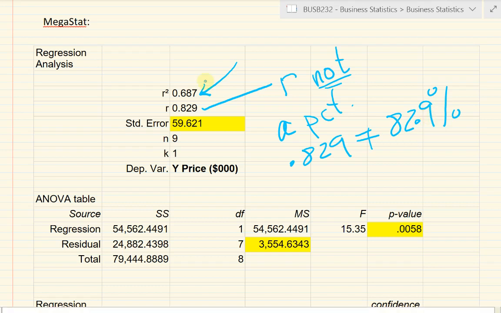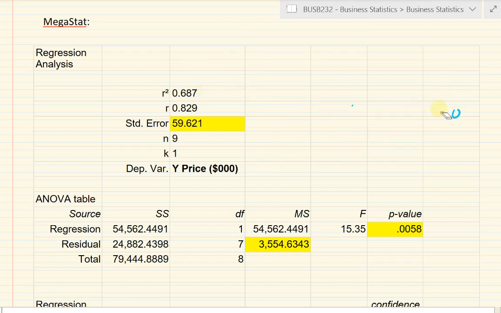But the number above R squared is a percentage, so that's 68.7%. That one is okay, but not R. Okay, so please note that also, that R is not a percentage. And so there you go. Both of those numbers we saw earlier in another output from the other software I used from Minitab. Dependent variable is Y. Price in thousands.